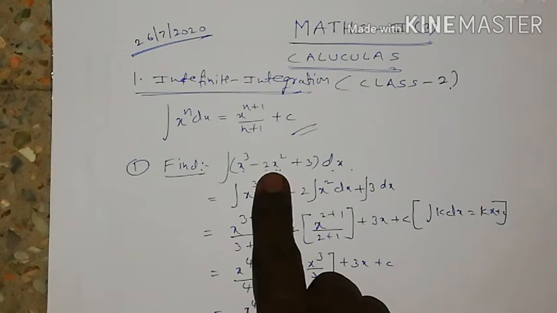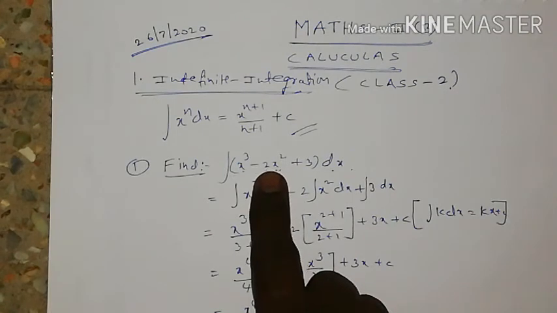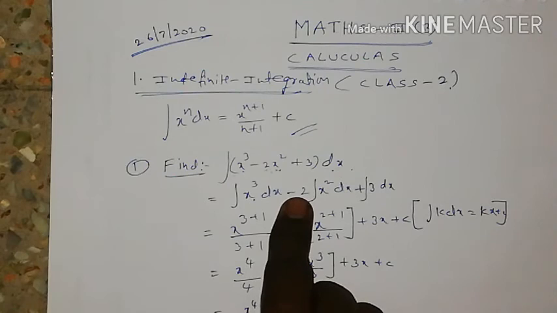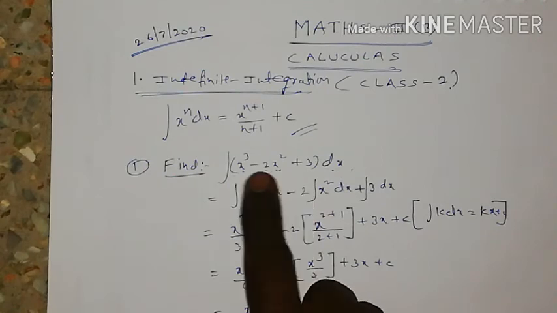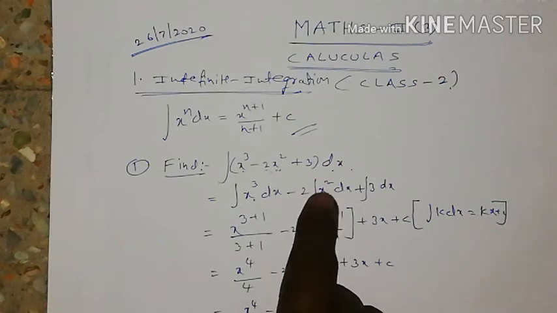Next, what is the second term here? Minus 2x square. Minus 2, what is minus 2 here? Minus 2 is the coefficient of x square. Right? So we do the integration only for variables, not for the coefficients. So I am taking the minus 2 outside of the integration. Minus 2 into integration of, what is the variable here? x square into dx you have to write.